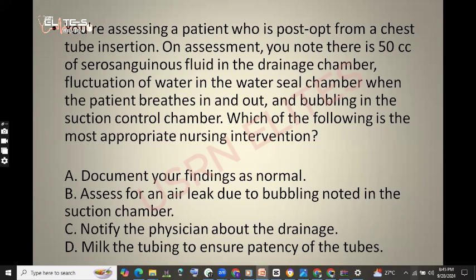Please, I don't understand because we have in the question, taking it from the patient, breathe in and out and bubbling in a suction control chamber. So that bubbling, shouldn't it be continuous? That's why I don't get the answer to be A. You see an issue here? That's the only sentence I don't understand. So I'm not convinced of the A.